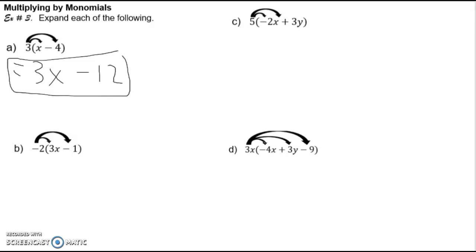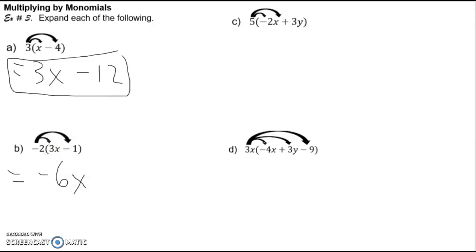Looking at question B down here, we have negative 2 in front of the bracket, sorry. And inside the bracket, we have 3x minus 1. So one step at a time. Let's get my equal sign ready. We have negative 2 times 3x. We multiply the numbers first. So negative 2 times 3 gives us negative 6. And then there's no variable with the 2, but there is an x there. So that means we just have 1x.